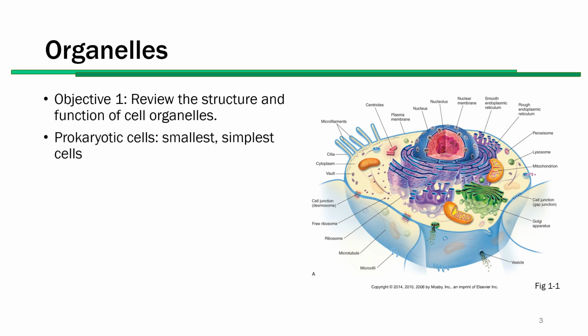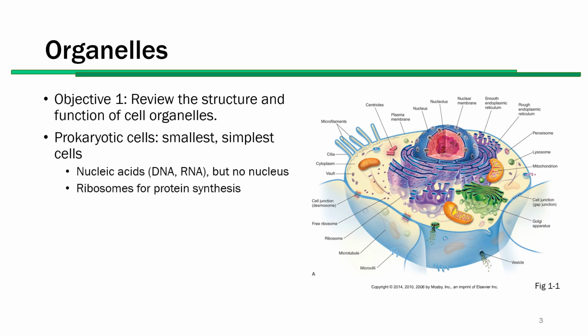When we look at cells, there are two main big divisions of cells: prokaryotic cells and eukaryotic cells. What we're going to be looking at mostly are eukaryotic cells, but by contrast, the prokaryotic cells are the smallest, simplest cells. They have nucleic acids, DNA and RNA, but they don't have a nucleus. They do have ribosomes for protein synthesis. An example of prokaryotic cells would be the bacteria.